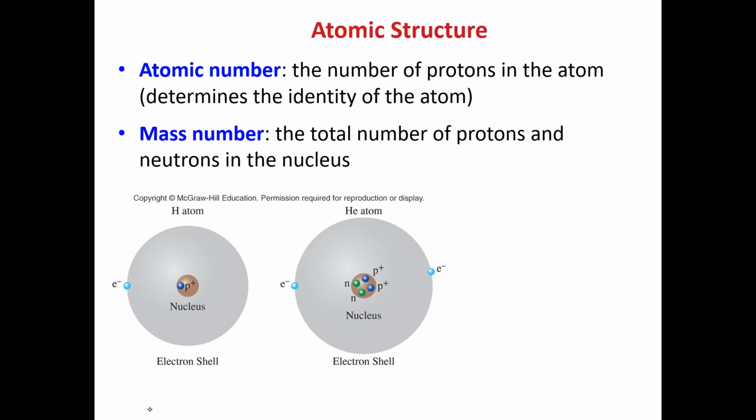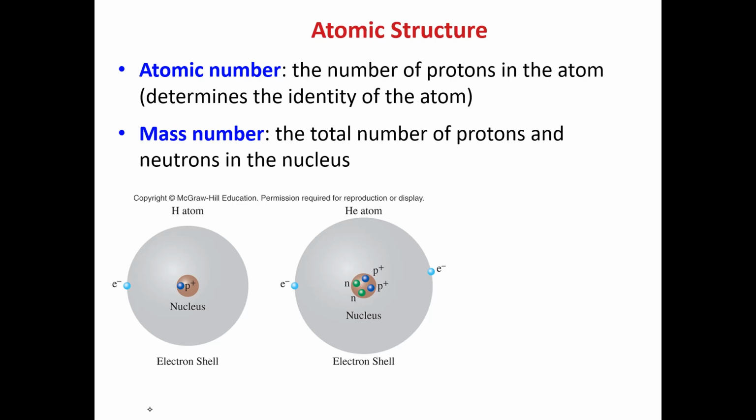So the atomic number is the number of protons that are in an atom. The atomic number is what determines the identity of the atom. If you change the number of protons, you've changed what element you're talking about.